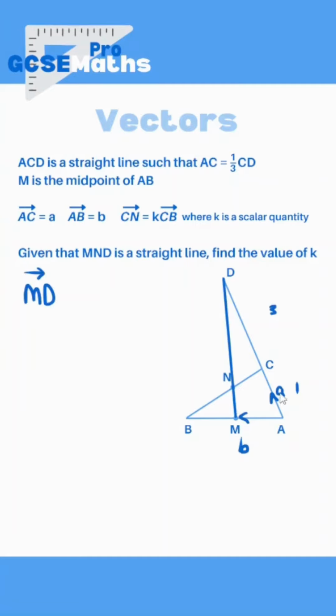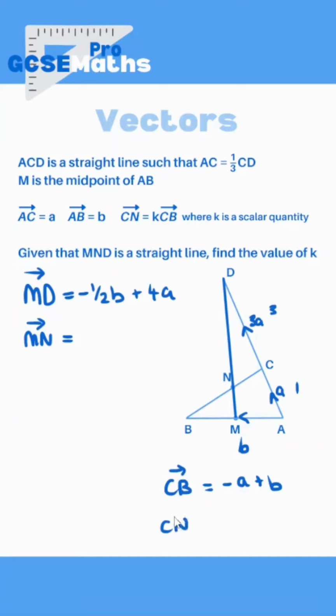If AC is A, then CD must be 3A. The vector MD must be minus a half B, because we're going halfway along and the wrong direction, plus A and 3A, which is 4A. Now I'm going to do MN. For MN, I would work out CB first, and then CN is just a smaller version. We don't know what it is, but we can use K as a letter. Now we can find MN.